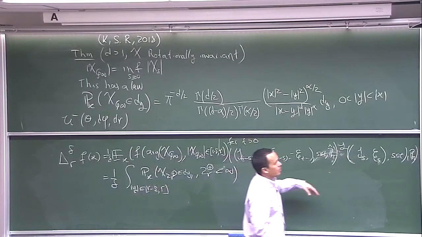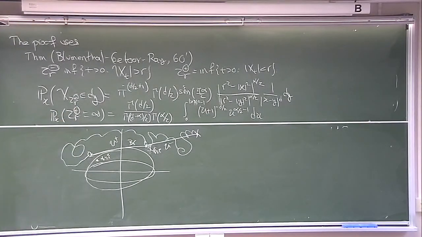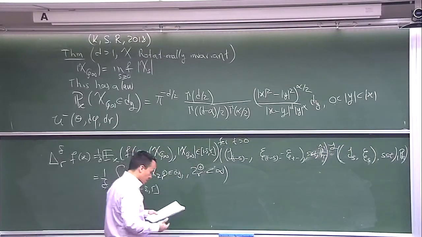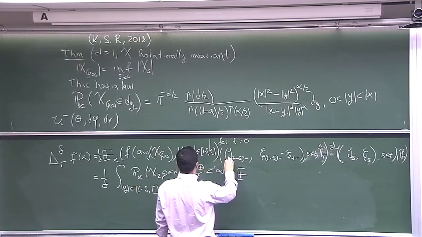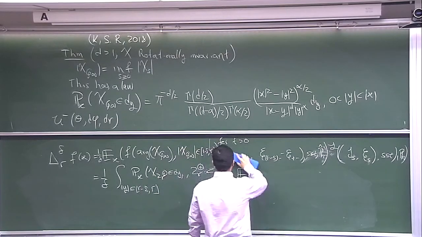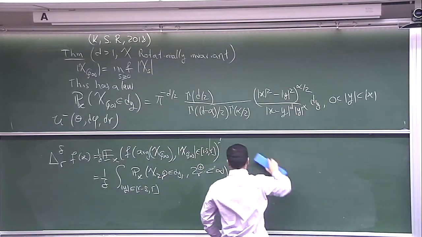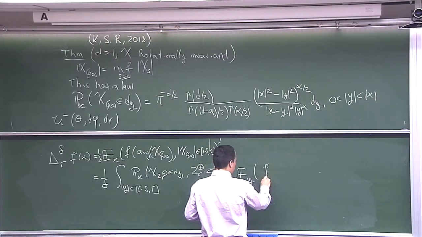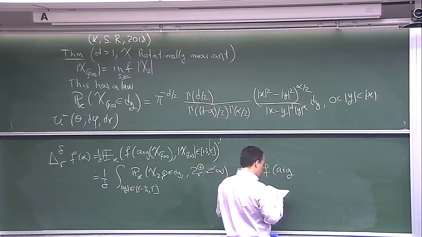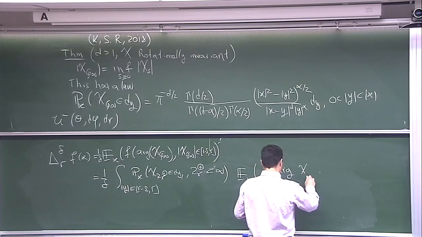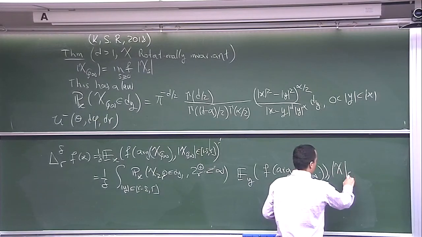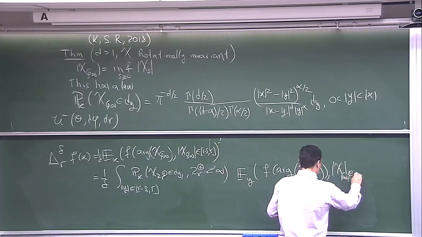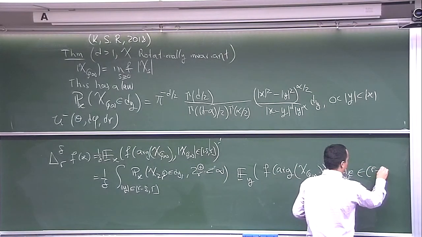This guy that we have here is coming from one identity like this one, given by the Blumenthal-Getoor-Ray formula. Okay, so this guy, we know it explicitly. And then, by the Markov property, once we are in the position y, we find this position of the last infimum. So we have f of the argument of x g infinity, and then the norm of x g infinity is in r minus delta r.